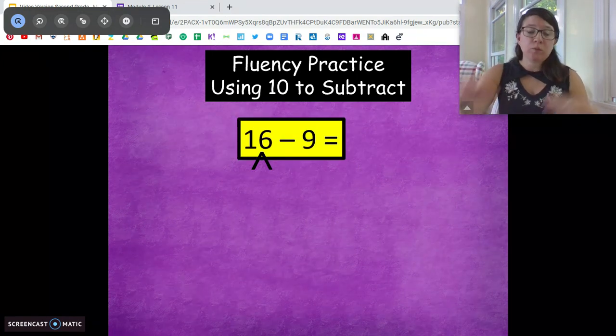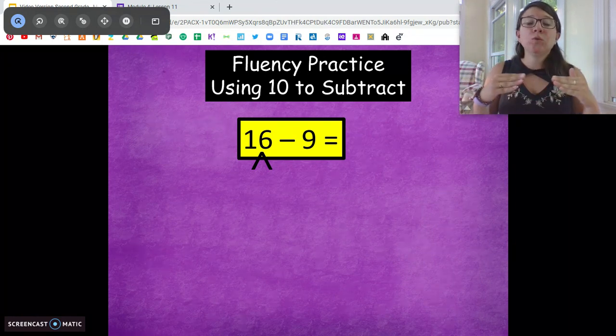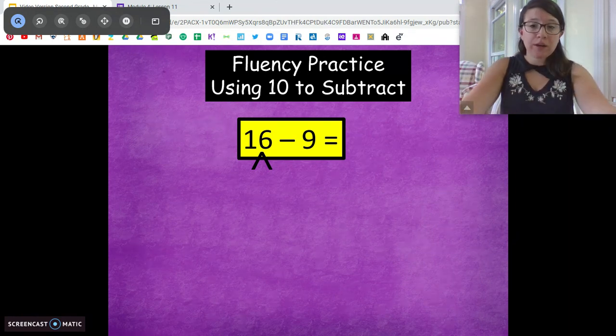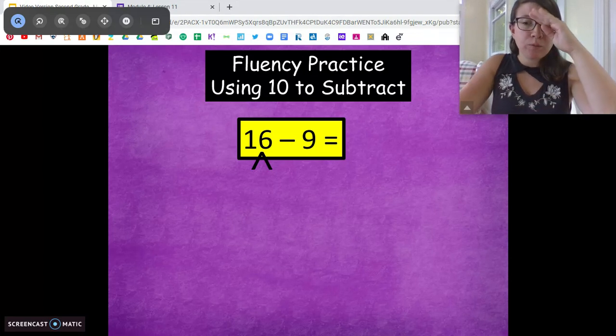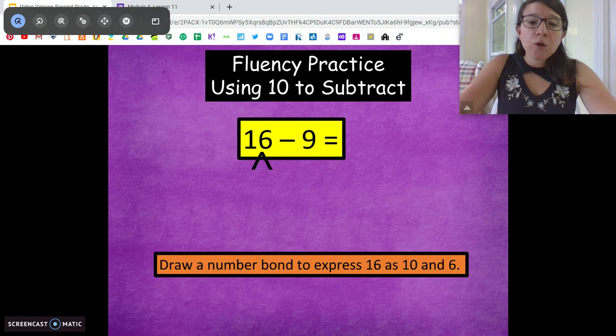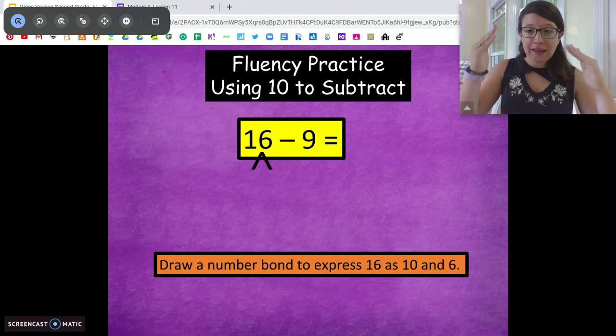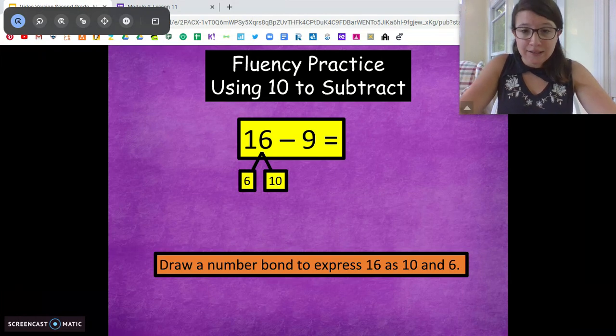Okay. So for this, you're going to want your paper and pencil. What we're going to do is we're going to take these problems and we're going to use 10 to subtract. Here's how we're going to do it. I'm going to do this first one with you, and then I'm going to have you practice on your own. So we're going to start with 16 minus 9. We're going to draw a number bond to break apart 16 into 10 and the extra ones. So it's 10 and 6.